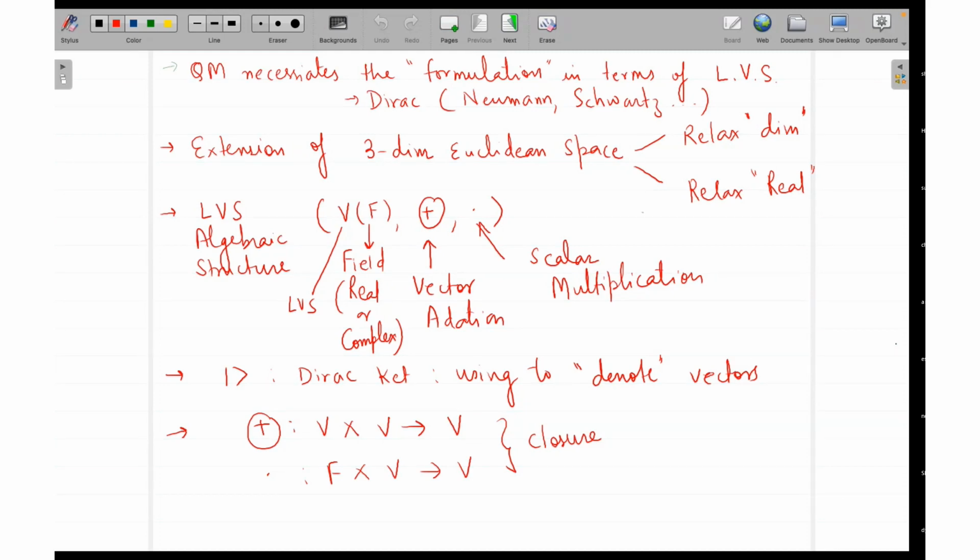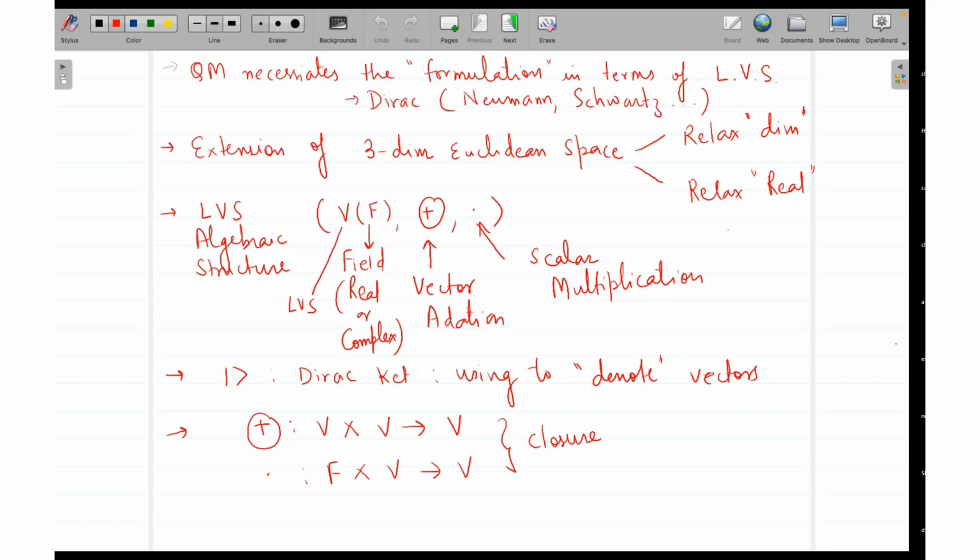So we define it as a triplet such that we call V a vector space over a field F. This field can be real or complex, such that it has the definite rules of vector addition and scalar multiplication. So we need two things. One is vectors, and we also need scalars. Vectors are over the vector space, scalars are over the field. But in order to define the linear vector space, we have to have these three things defined.